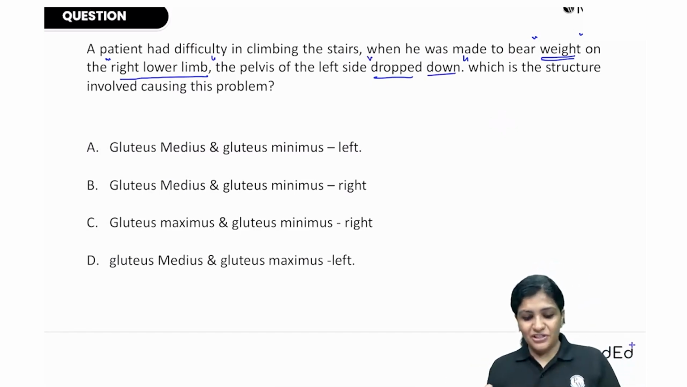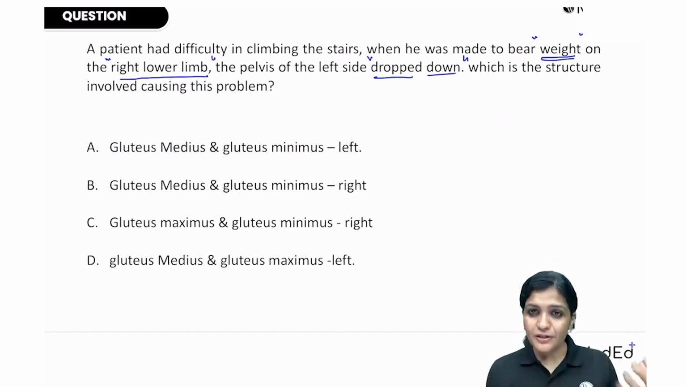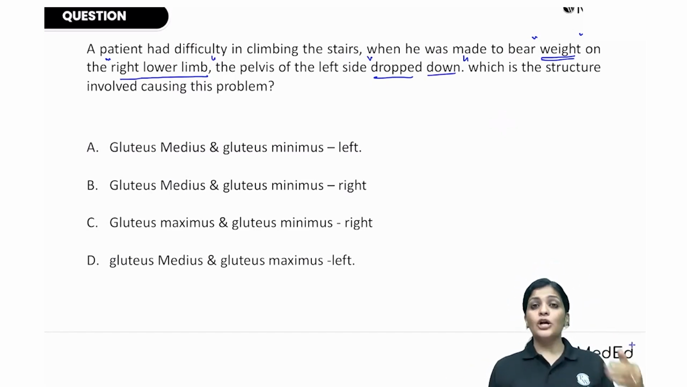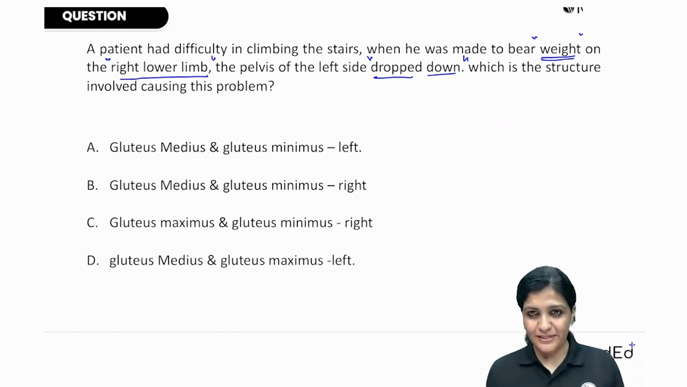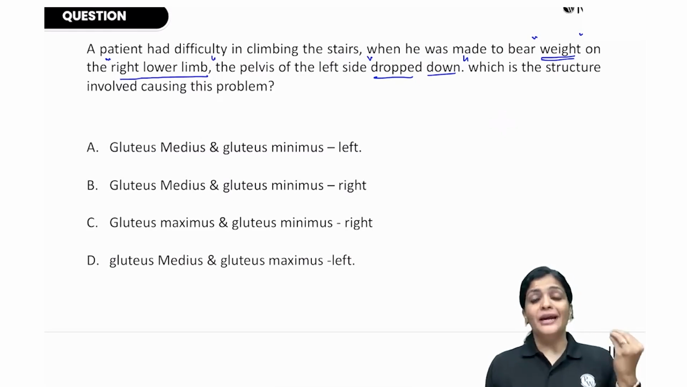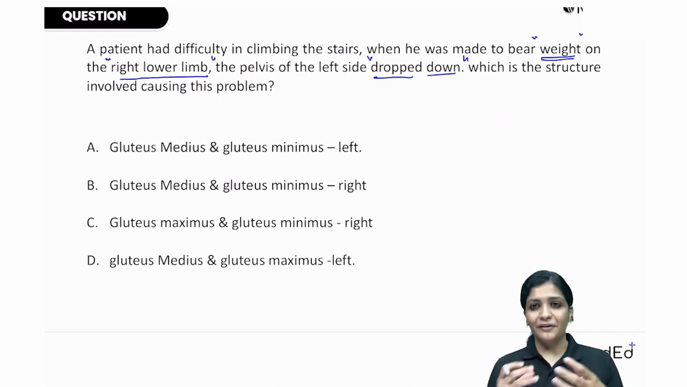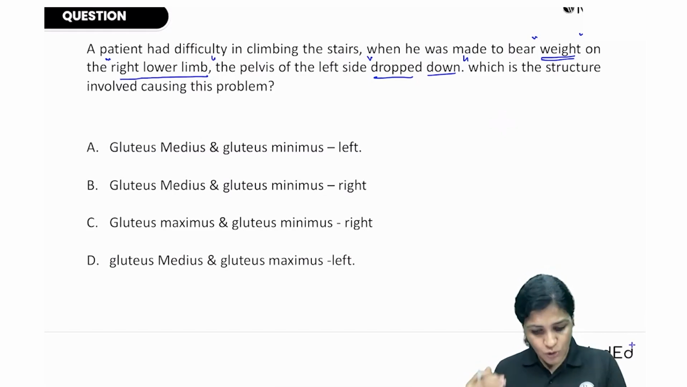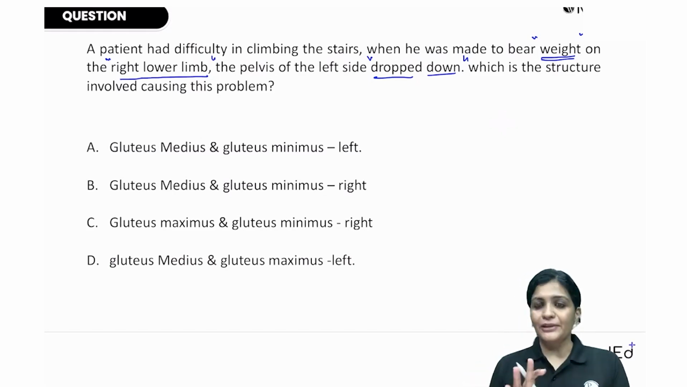Which of these structures is causing this particular problem, that is drooping of the opposite pelvis? Hope you all know what we are talking about. Yes, we are talking about the Trendelenburg sign. So what is a Trendelenburg sign? Let us go into the anatomy of it. Before that, if you have solved this question, keep your answer with you, and once we have completed the explanation, we'll go back to the answer again.